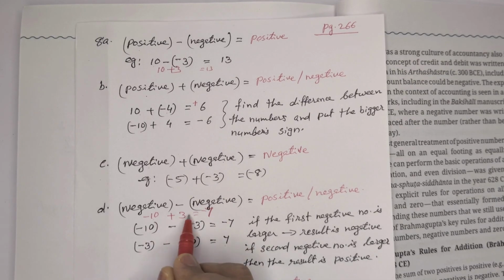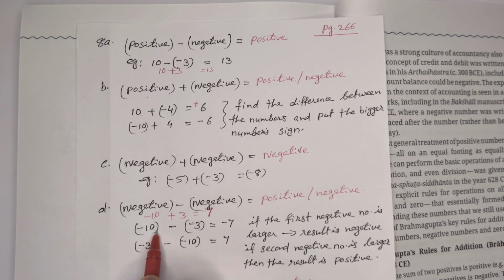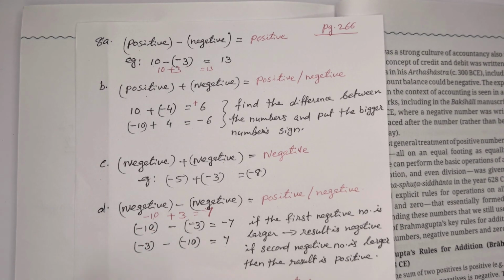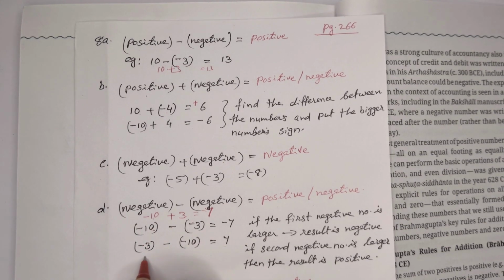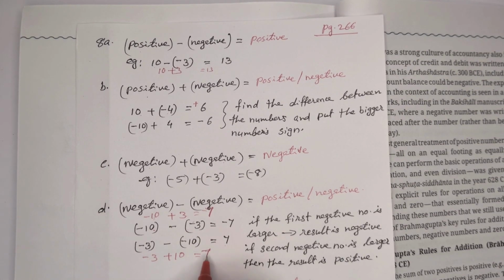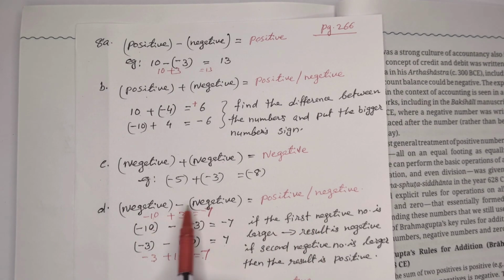That means the difference between the numbers and the bigger number's sign. If the first number is bigger, then that negative sign will come over here. If the second number is bigger, here minus 3 plus 10, so the answer is positive. That means if the second number is bigger, the answer will be positive. If the first number is bigger, the answer will be negative. So negative minus negative, that answer can be positive or negative.